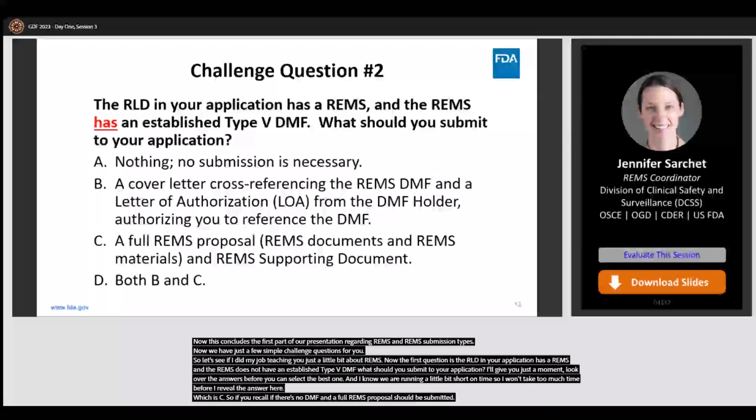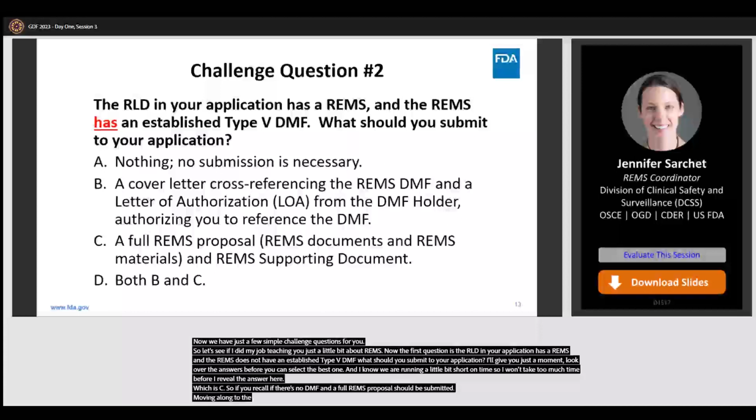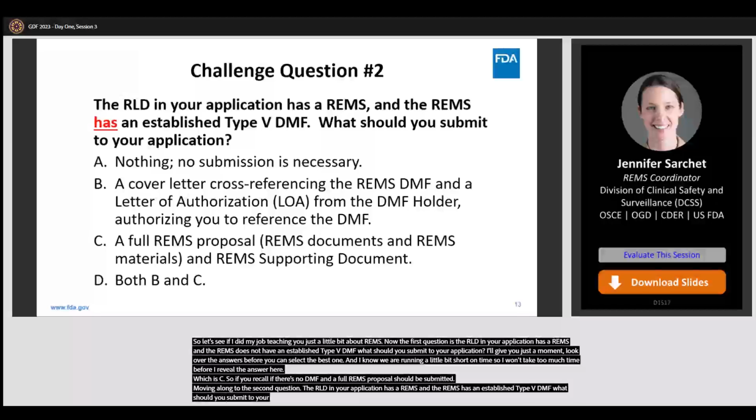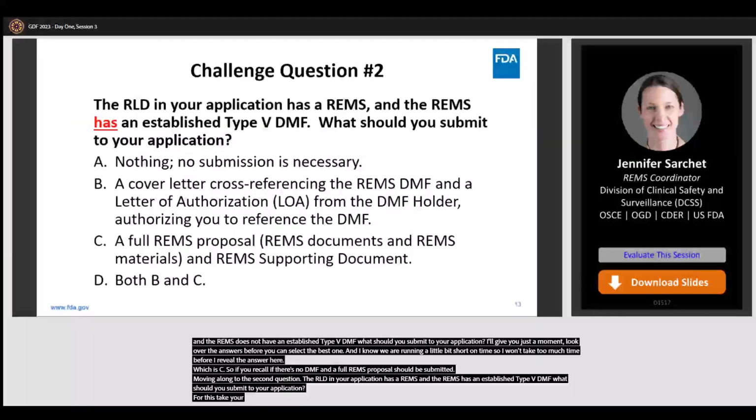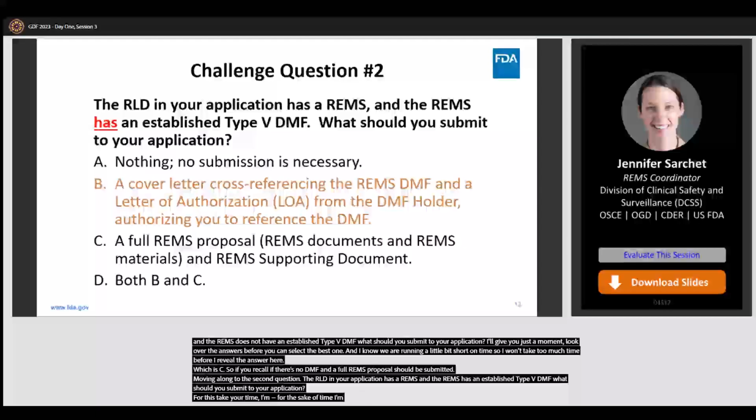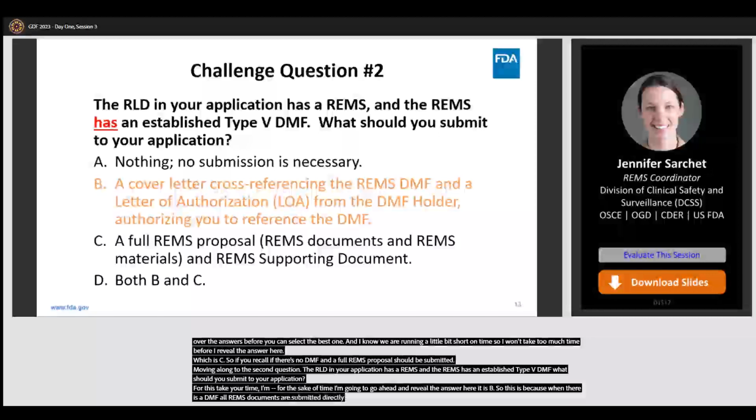Moving along to the second question: the RLD in your application has a REMS and the REMS has an established Type 5 DMF. What should you submit to your application? And for the sake of time, I'm going to go ahead and reveal the answer here. It is B. This is because when there is a DMF, all REMS documents are submitted directly to the DMF, and the authorized ANDAs only need to submit a cover letter and a REMS LOA to their application.